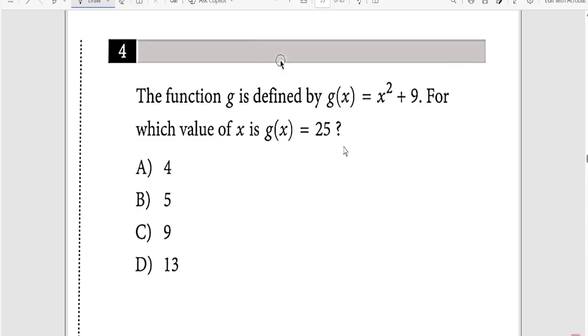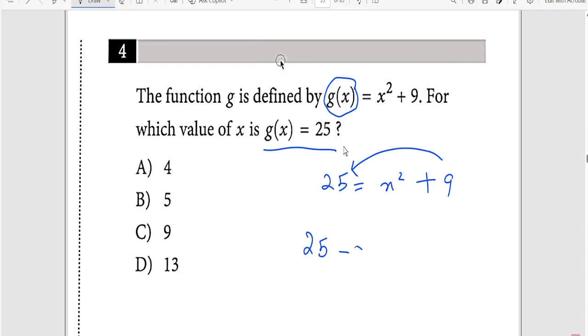Let's do the next question. Again, it is a function question. Function g is defined; for which value of x is g(x) equal to 25? So g(x) is 25. So in place of g(x), I'm going to put 25 is equal to x squared plus 9. Now we need to isolate the x term. So I need to take this number to this side. So this plus 9 will become minus 9. We have x squared on this side. 25 minus 9 is 16.